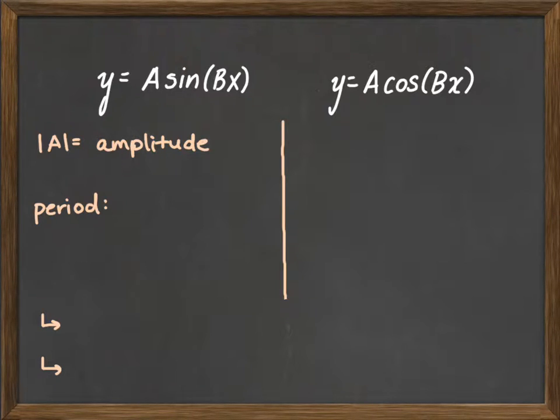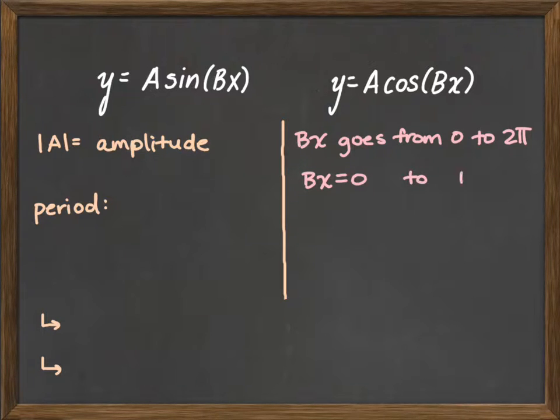We know that the sine of x and the cosine of x have a period of 2 pi. So x is going from 0 to 2 pi. So we know that bx goes from 0 to 2 pi. Now what that means is that bx is going to start at 0 and it's going to end at 2 pi. So we get these two separate equations.